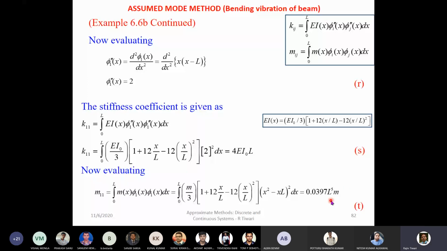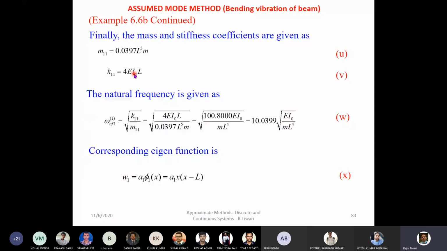Now once we have the mass coefficient M11 and the stiffness coefficient K11, we can obtain the natural frequency of the system, the fundamental natural frequency, that will be given by K11 by M11. So if we substitute these here, we will get the natural frequency as shown. So we got the natural frequency.